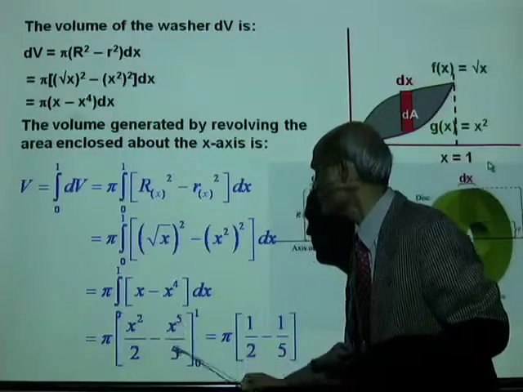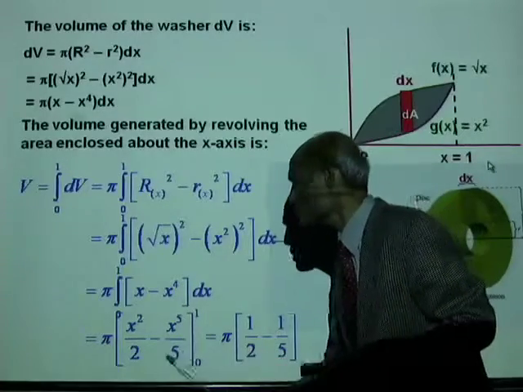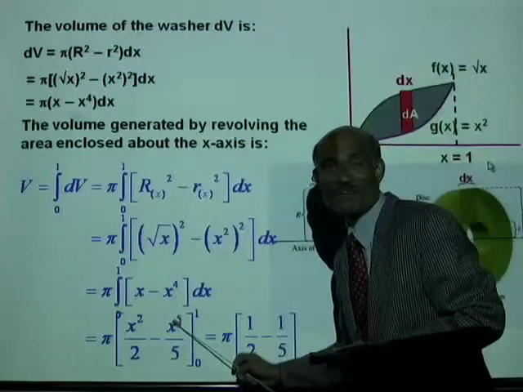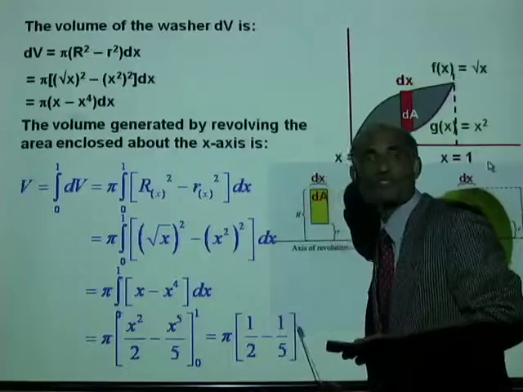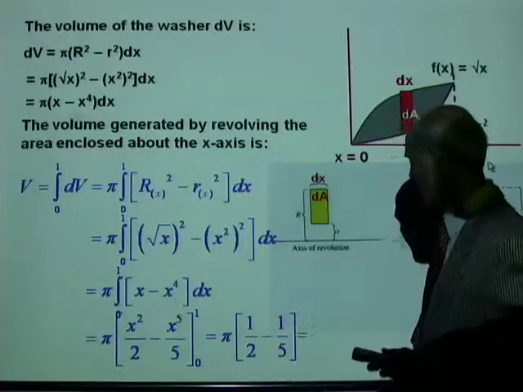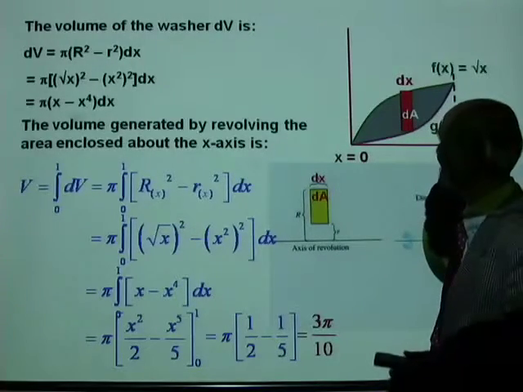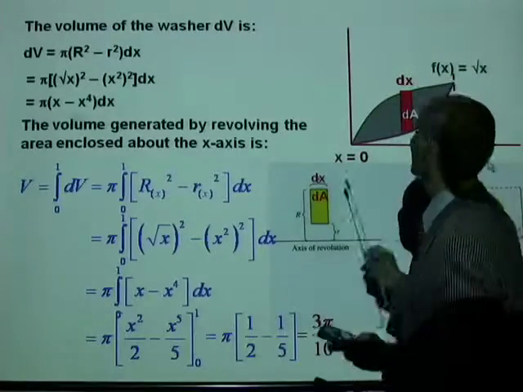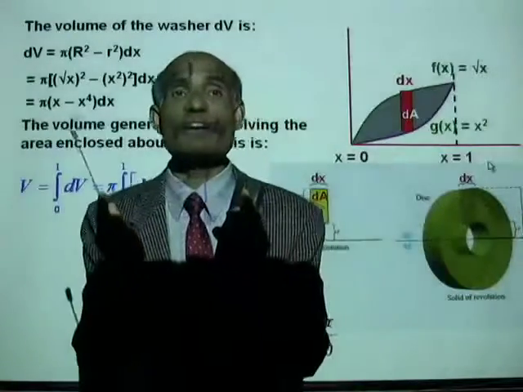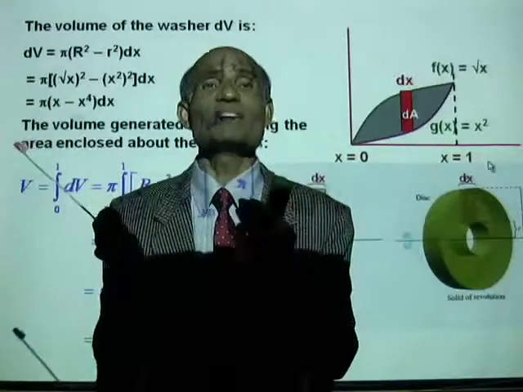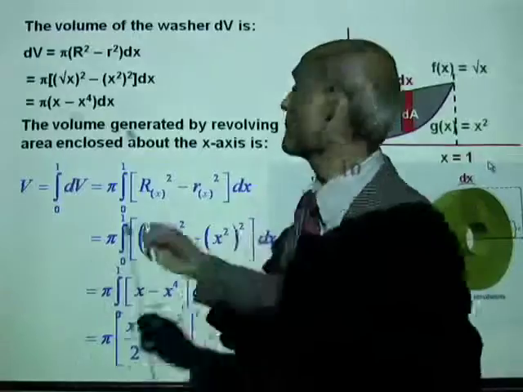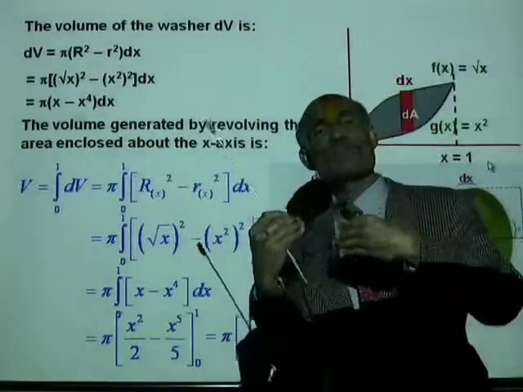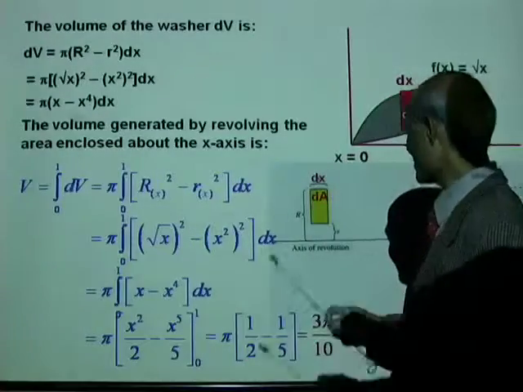1 over 2 minus 1 over 5, that is the upper limit. Then minus, put the lower limit. I will give you 0, so there is no need to write that. And simplify that, you get 3 pi over 10 is what you get by revolving this area enclosed by f of x equal to square root of x and g of x equal to x squared. The area enclosed by these two graphs when revolved about the x-axis, that is the volume you get.